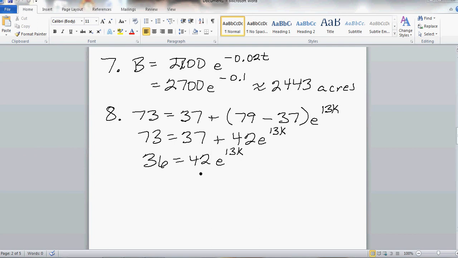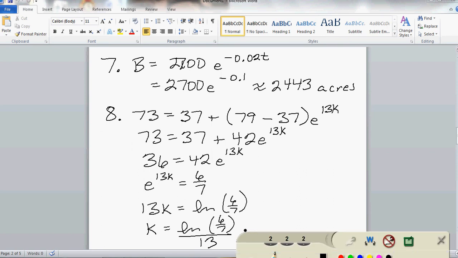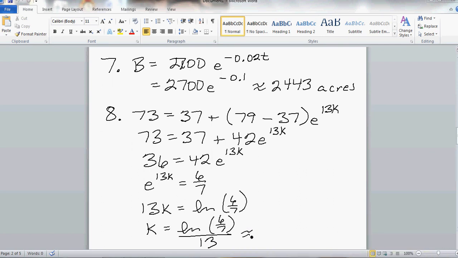Divide both sides by 42, so that e to the 13k power equals 36 over 42, which reduces to 6/7. Take the natural log of both sides, and divide both sides by 13. And so K will equal approximately negative 0.012.